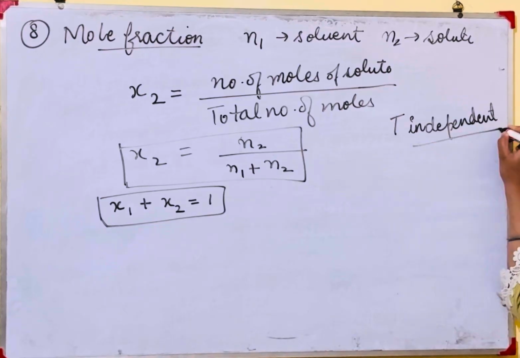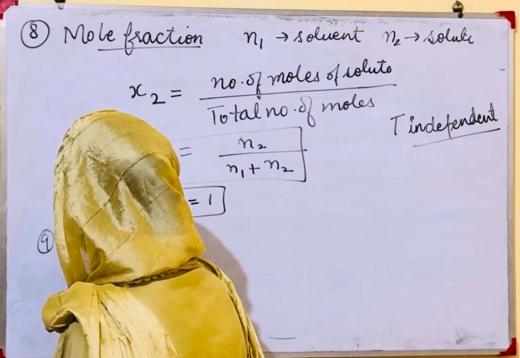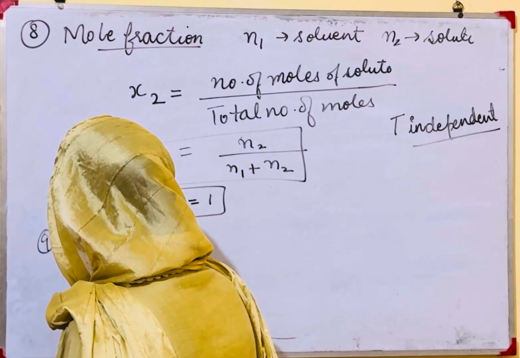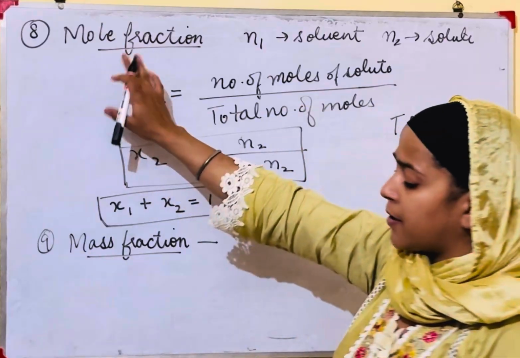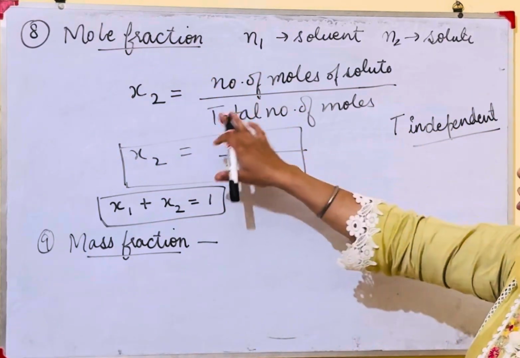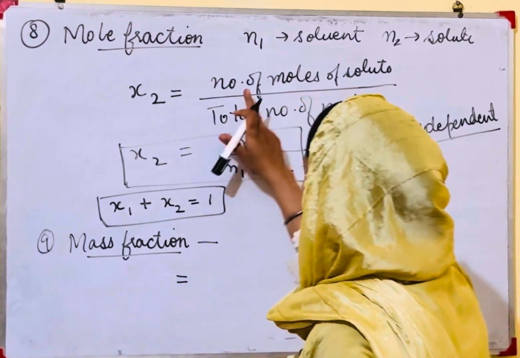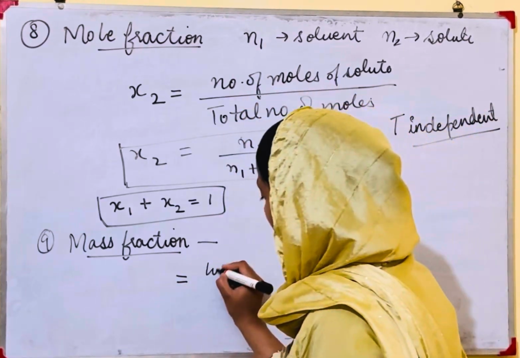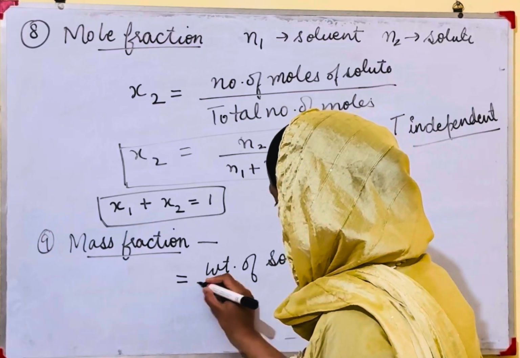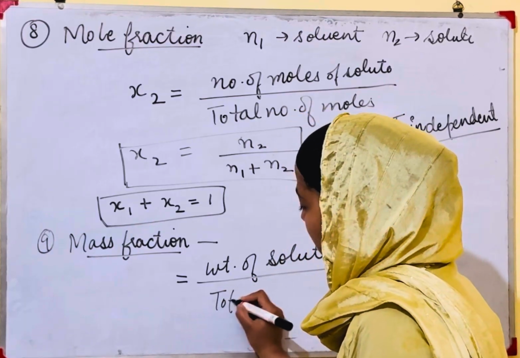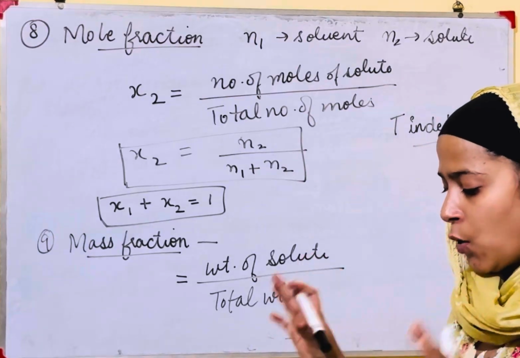Now the last concentration term is mass fraction. As with mole fraction we use the moles, to calculate the mass fraction, what will we consider? Weight of solute divided by total weight, meaning solution total weight.